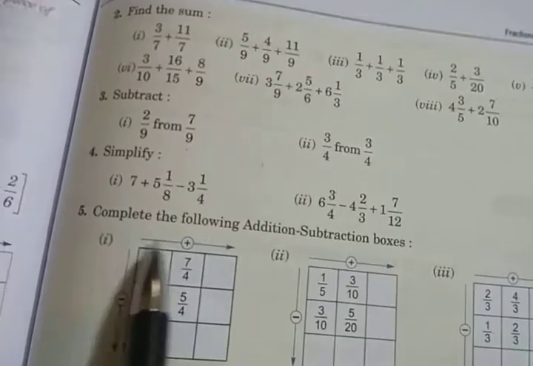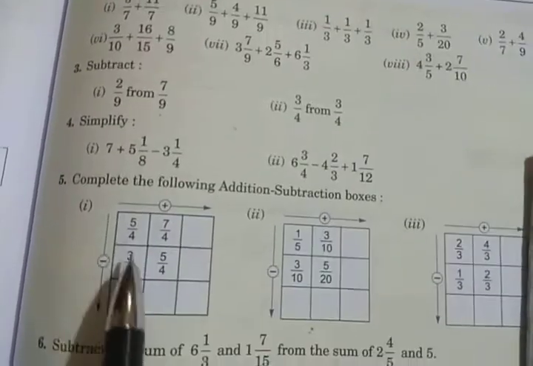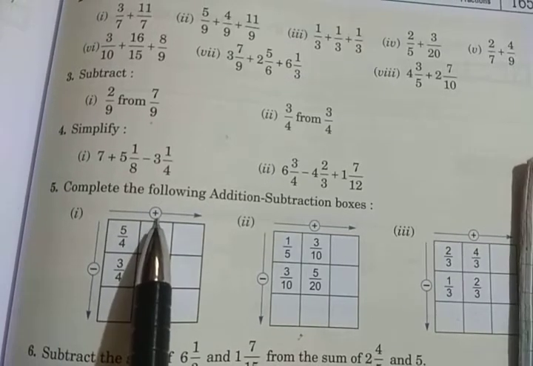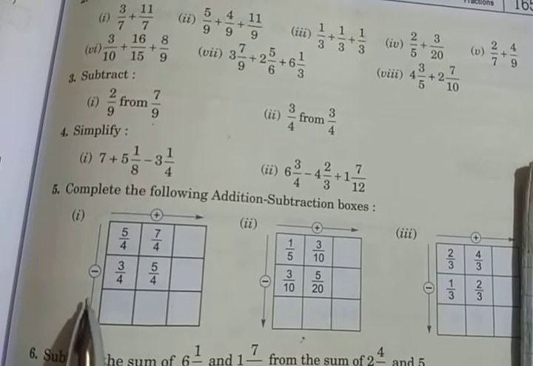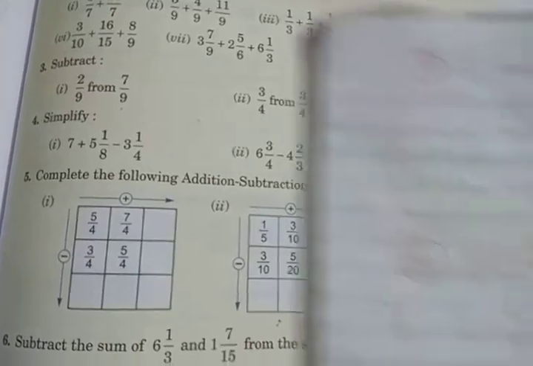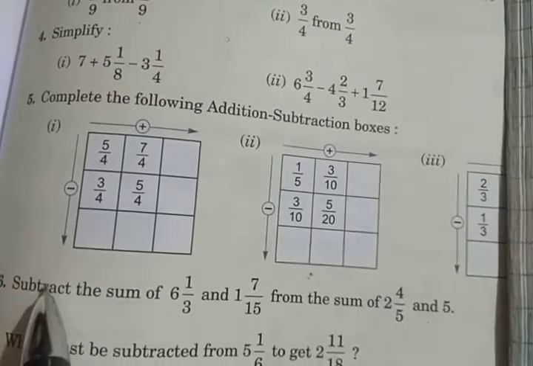Now question number 5, complete the following addition subtraction boxes. Here you have given in horizontal way this is plus sign, and in vertical way this is minus sign. Okay, so first we have to add horizontally, and this is horizontally and this is vertically.